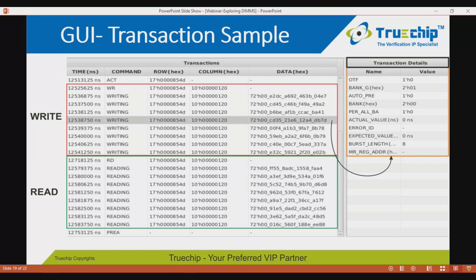Apart from this, on the right hand side, we have a transaction details block which explains whether OTF, that is on the fly mode, was enabled, which bank group was accessed, and whether auto precharge needs to be done. It also signifies the burst length and the MRS command. It shows the MRS register addresses.